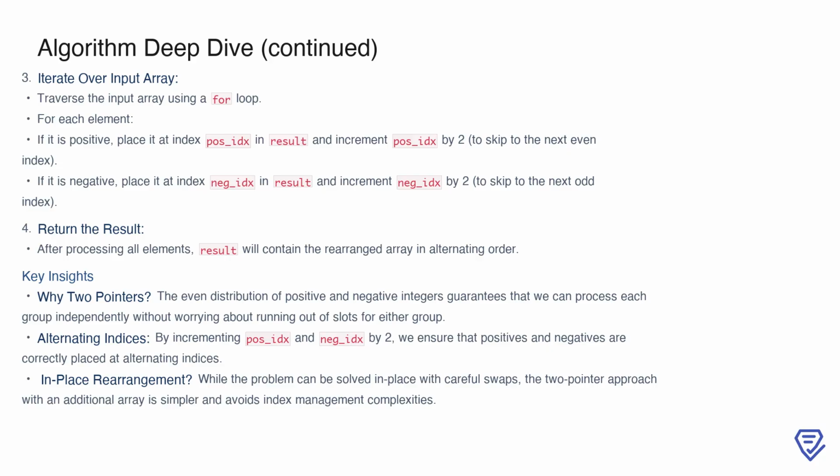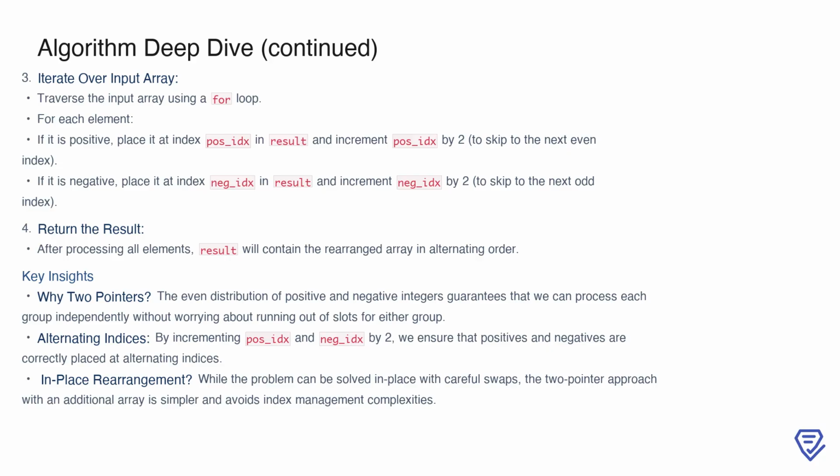Once all elements in the input array are processed, the result array will contain the rearranged elements in the required alternating pattern. Using two pointers allows us to independently manage the placement of positives and negatives without worrying about running out of slots.